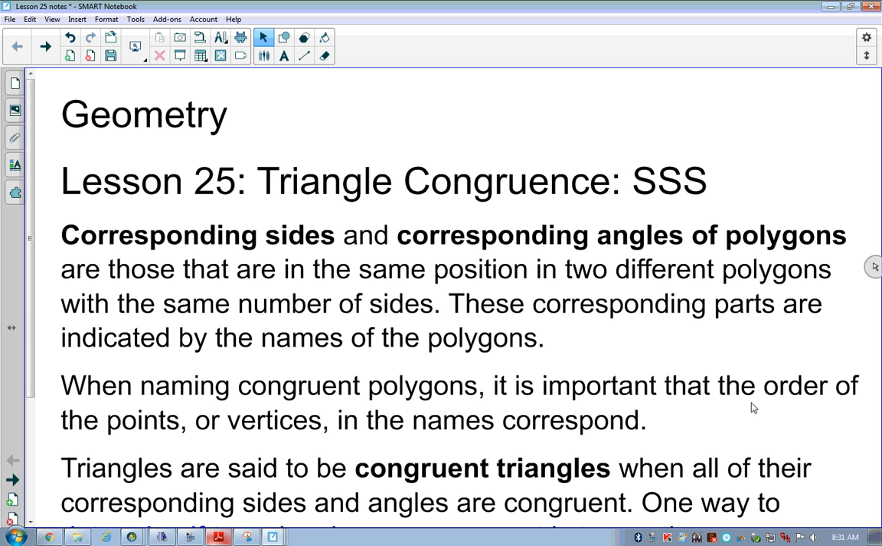We just need specific information to be able to prove that, in this case, two triangles are congruent to each other. And so what we're talking about today is that if three sides of a triangle are congruent to three corresponding sides of another triangle, then those two triangles are congruent.